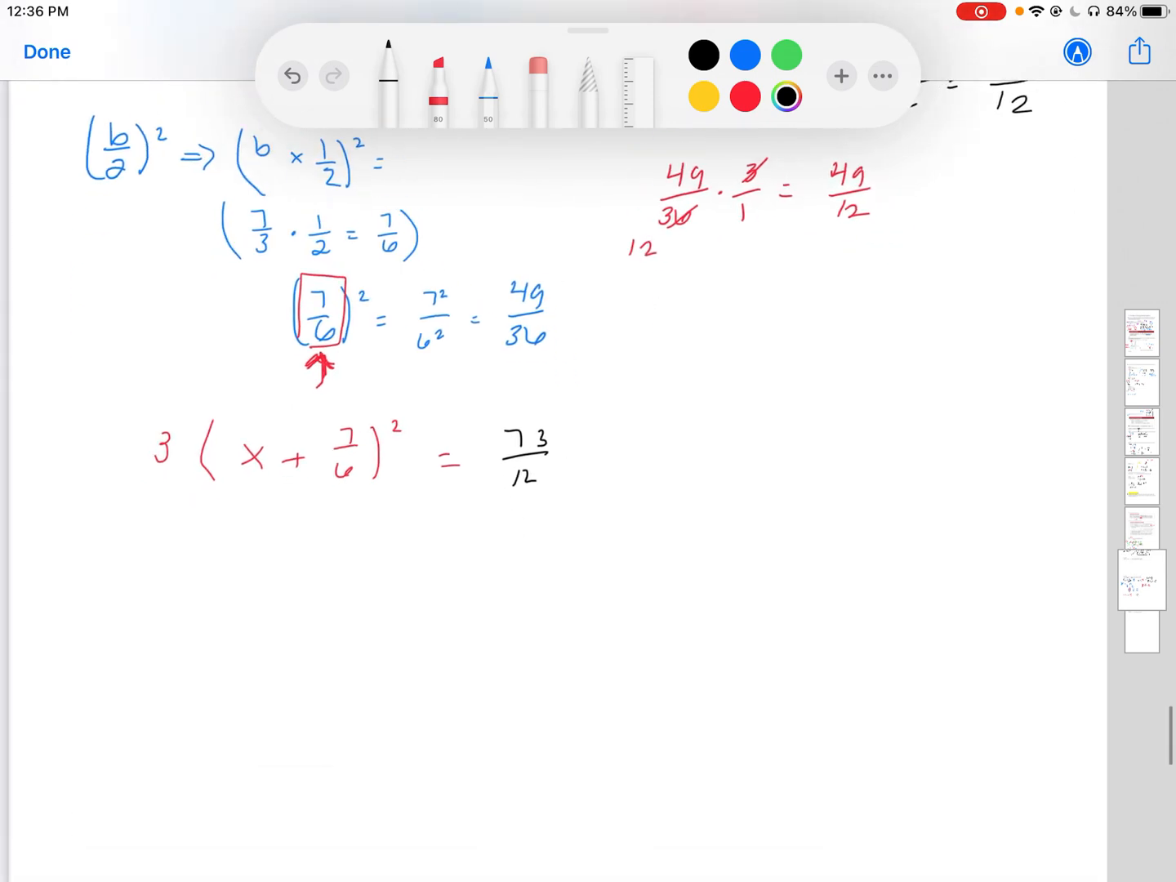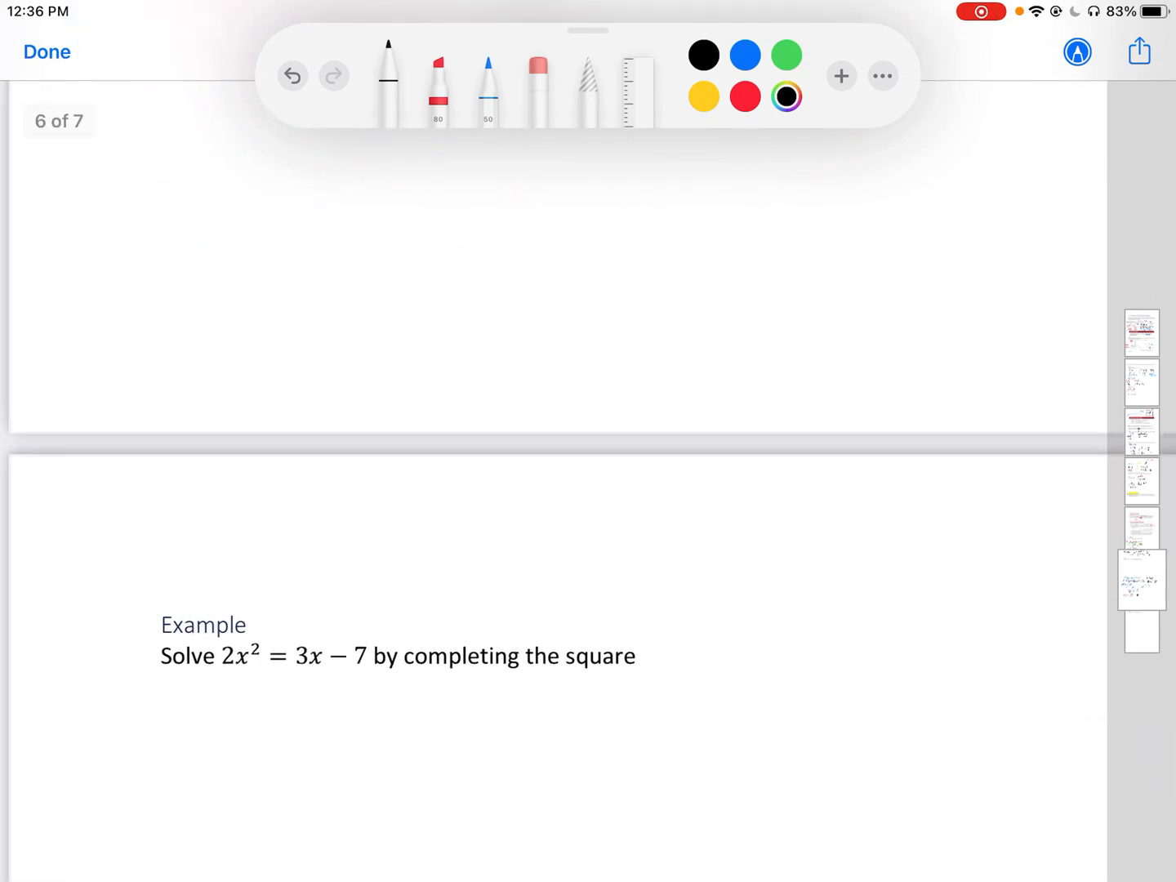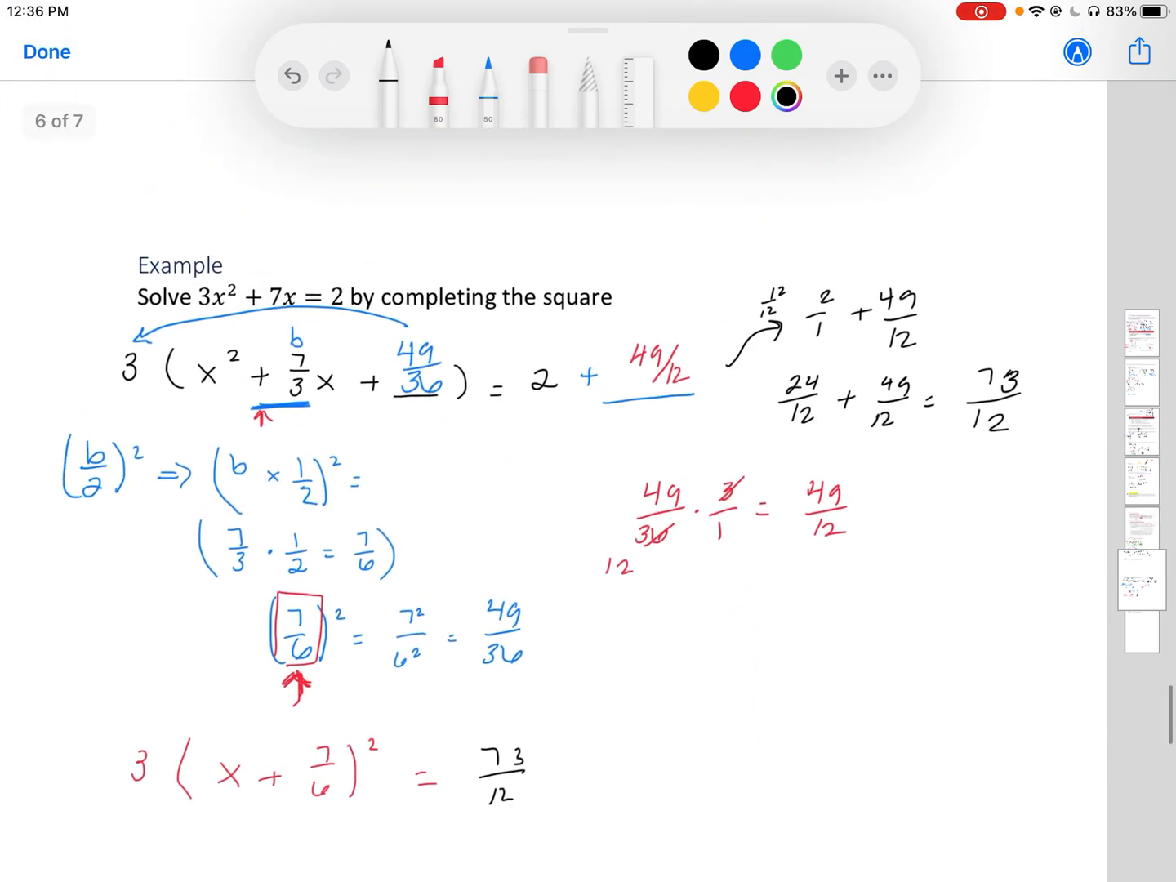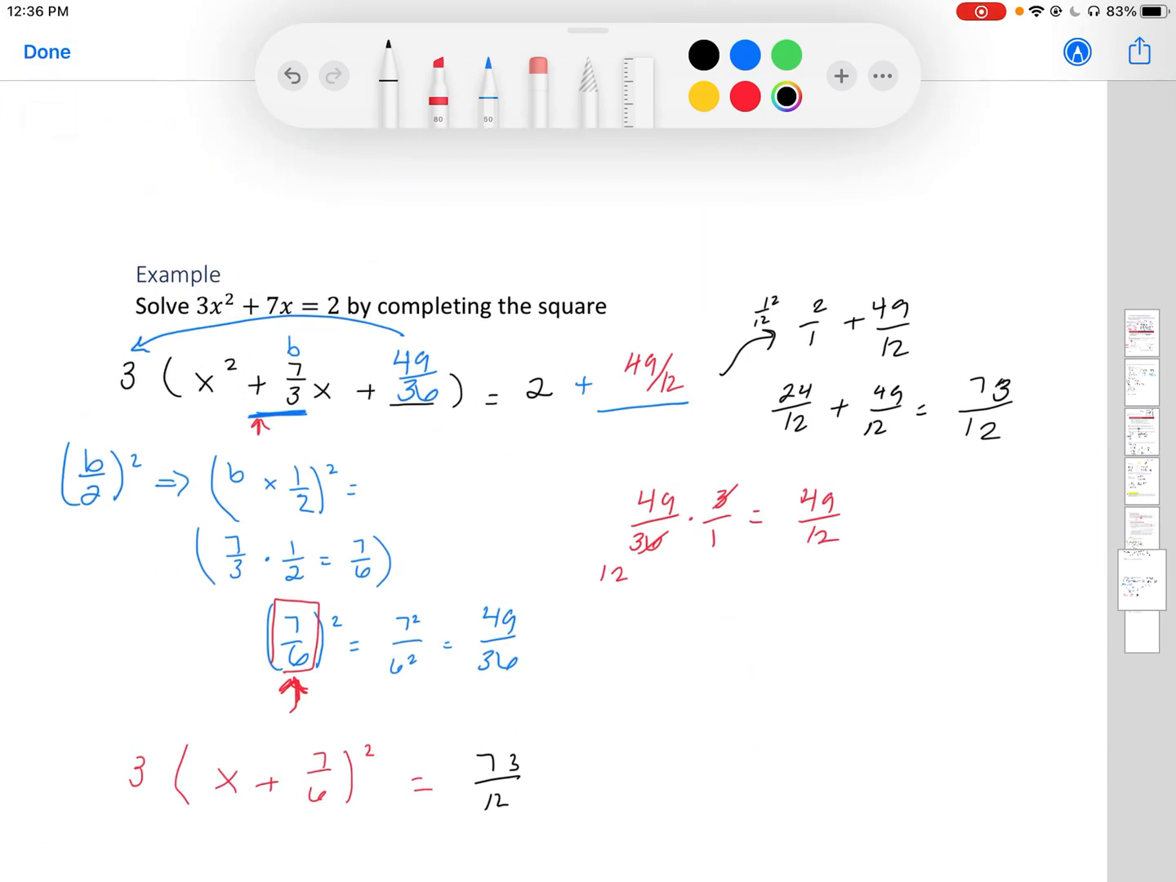All right. And now you can proceed using the square root principle. All right, I'll let you try the next one. So completing the square is kind of different, but with practice, it's not so bad.